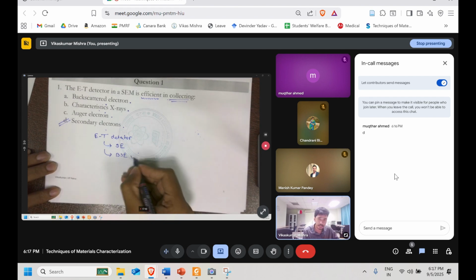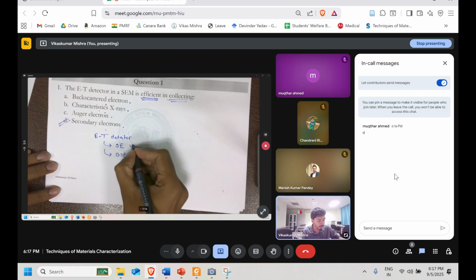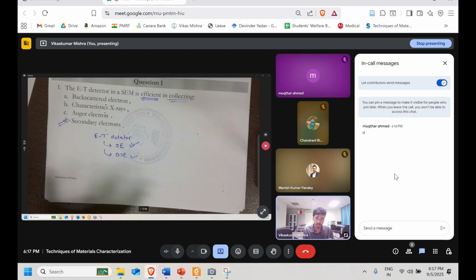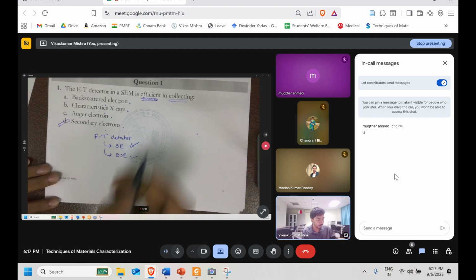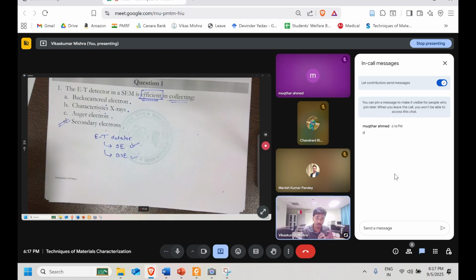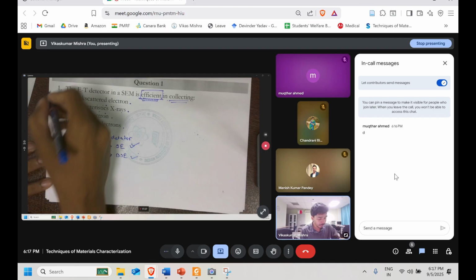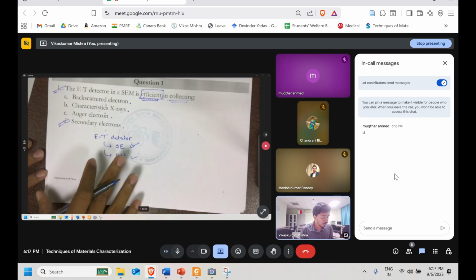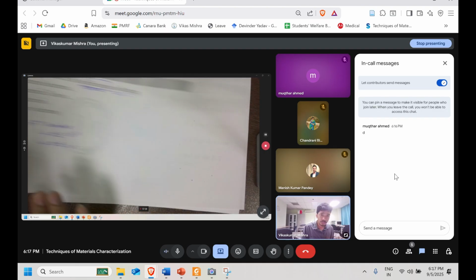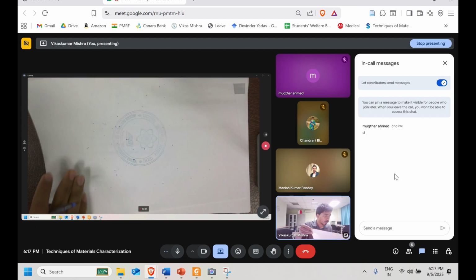BSE signals we can also get. But I used the word efficient. Efficiently, it goes for the SE. Okay. So this is how it should be. The question should have some adjective or give some signal as to which direction we are going. Okay, very good. With that we have solved question number 1. Let's go ahead to question number 2.